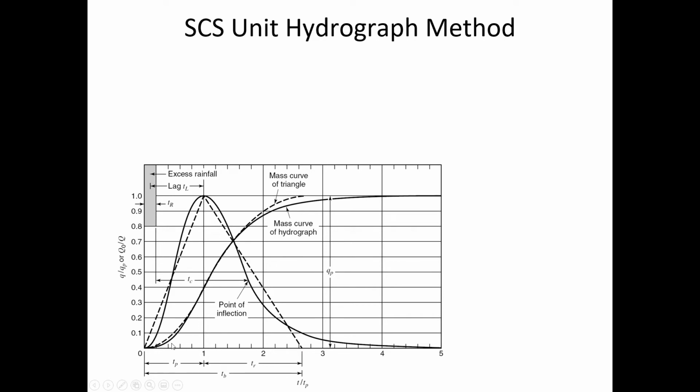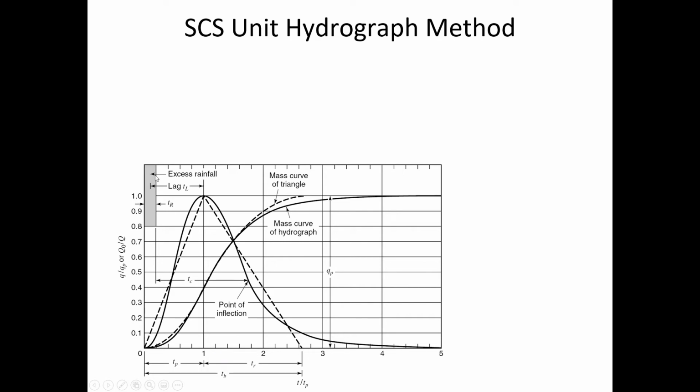So if you look here at the T sub P, that's the time to peak from the initiation of the event until you have the highest flow rate, T sub P. This receding time, T sub R, is 1.67 times as long.